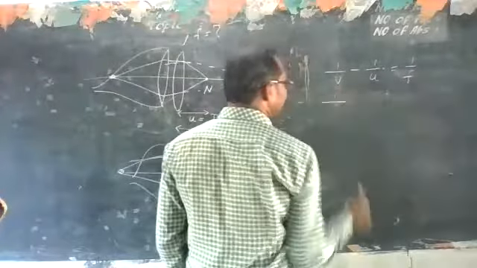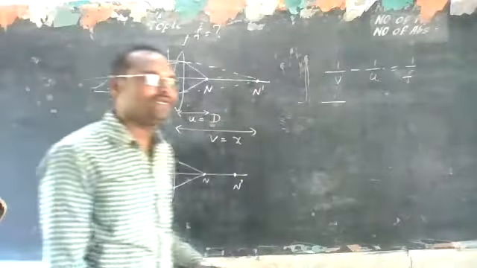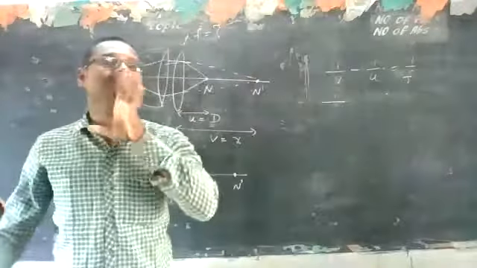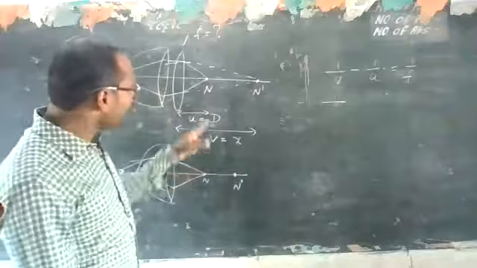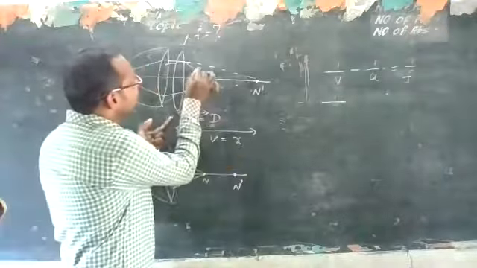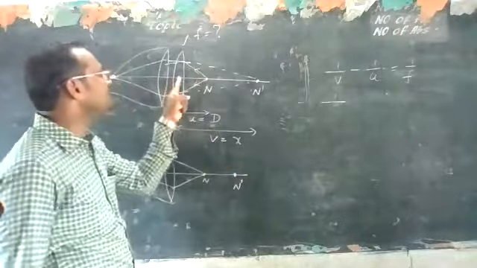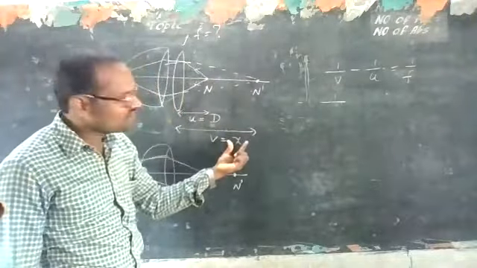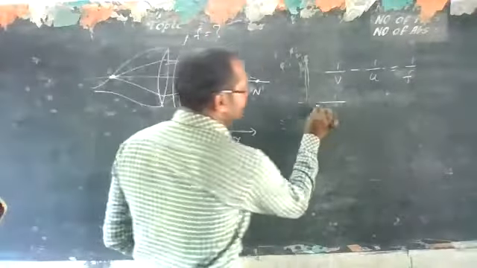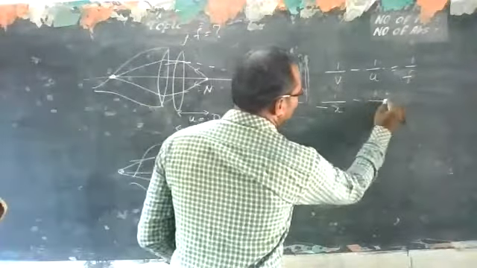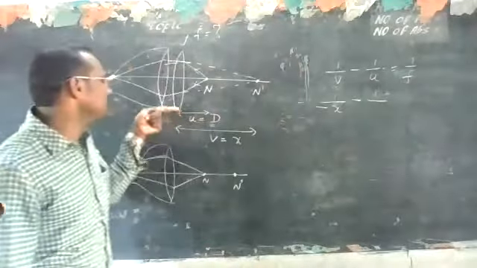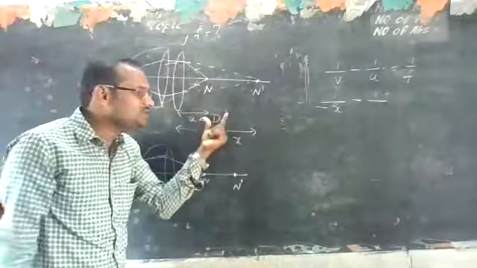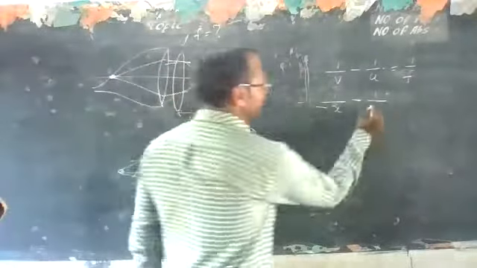Now, what is v? The incident rays are coming from this object like this, and we should measure from the optic center in the direction opposite to the incident rays. So this x should be taken as minus x. So, 1 by v is minus 1 by x. Minus 1 by u: the u value also should be measured in the direction opposite to the incident rays, so u should also be taken as negative. So I am taking negative.